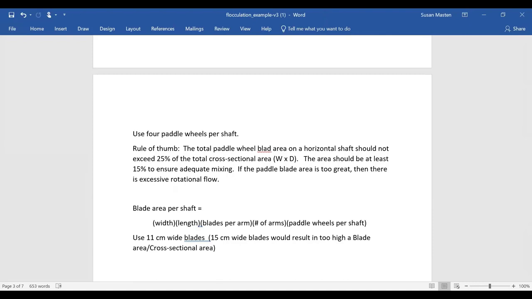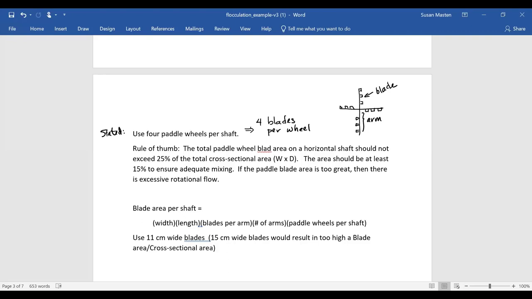Okay, so this is what we've stated. We've got four paddle wheels per shaft, and we're going to use, and this is the way I drew it, four blades per wheel. So we've got four arms on each wheel, each one of these is an arm. And we have three blades on each arm. So each one of these is a blade. So we have three blades on each arm.